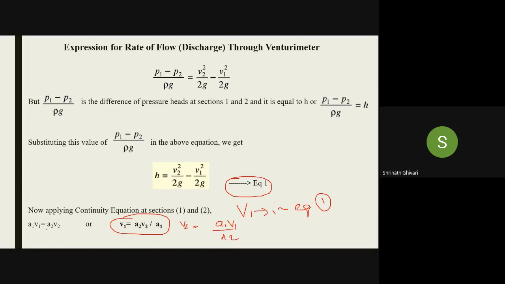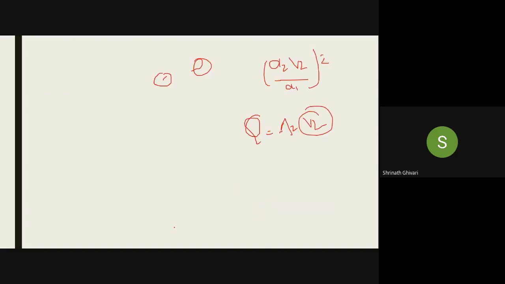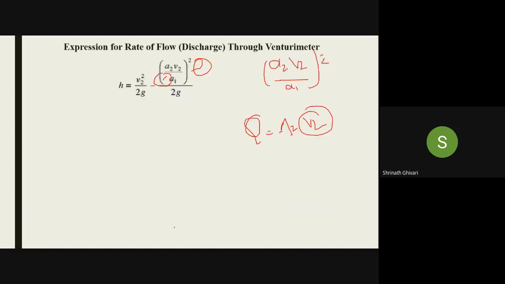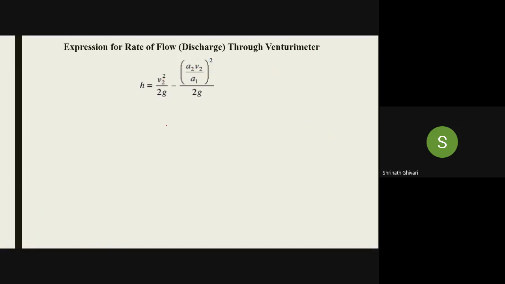But we have taken V1 equal to A2 V2 divided by A1. If it comes the other way, then the equation will change over here. It will be somewhat V1 squared, and we would get an equation in terms of V1. So, not to get confused, we are doing it like this.